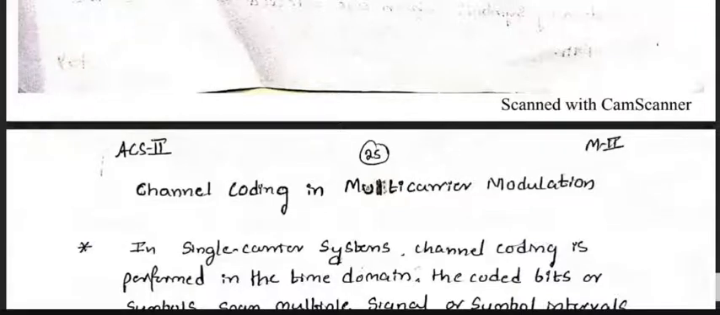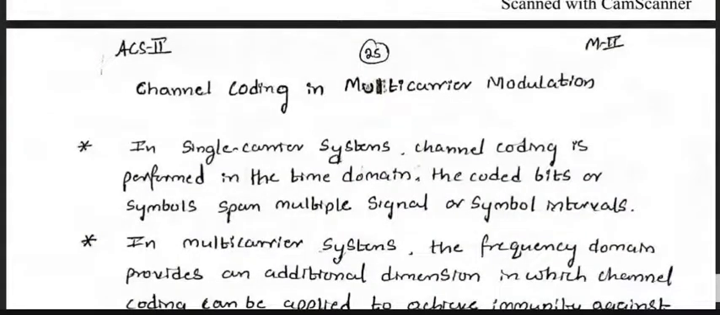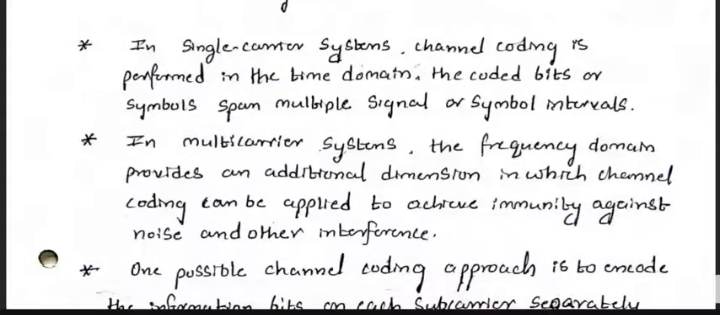So in single carrier systems, what is going to happen? Channel coding is done in the time domain. The coded bits or symbols span multiple signal or symbol intervals. In a multi-carrier system, the frequency domain usually provides an additional dimension in which channel coding can be applied, so that it is immune to noise and other interference. So noise can be reduced in this case.